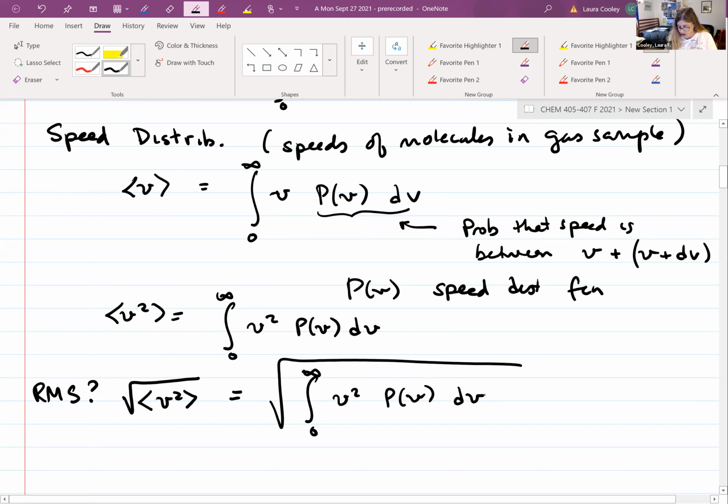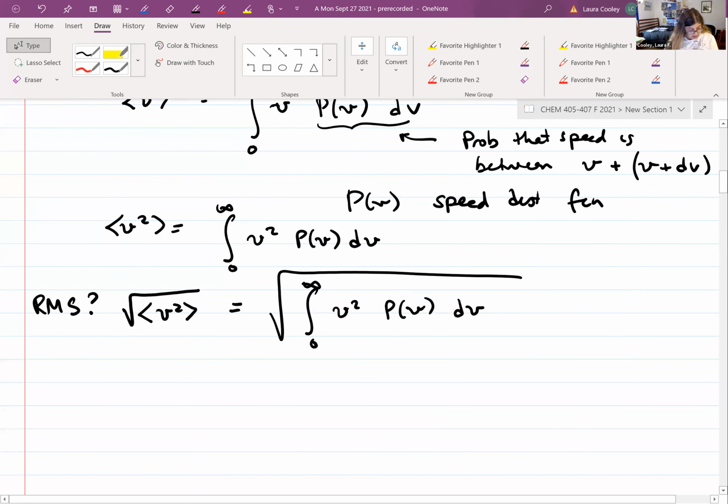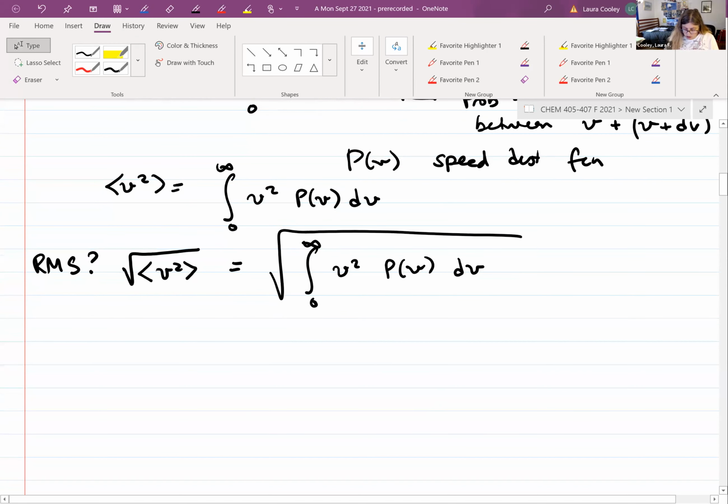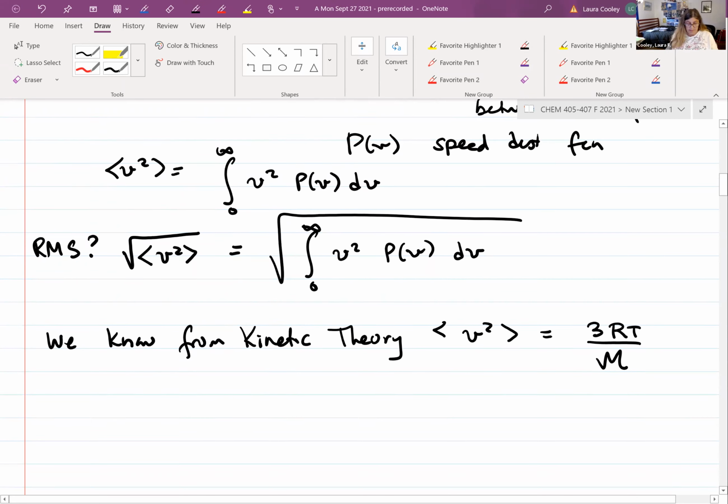This is not so hard, because in the end, after you evaluate this integral from 0 to infinity, it's just a number. So you're just taking the square root of whatever that number comes out to be. All right, so here's the thing. We know from the kinetic theory an expression for that average v squared, right? We know that this average v squared is 3RT over m.